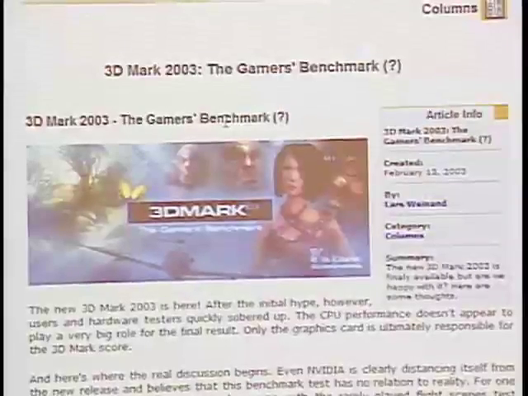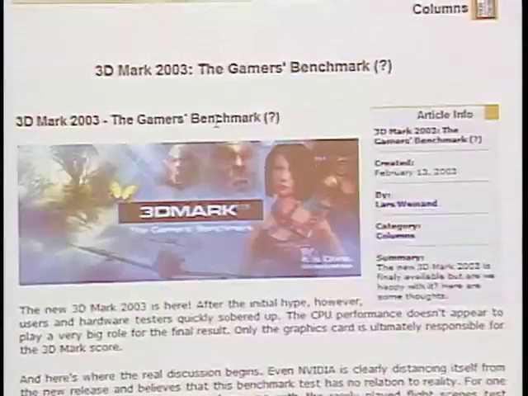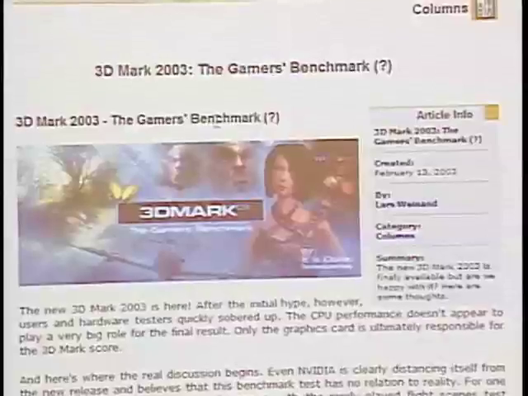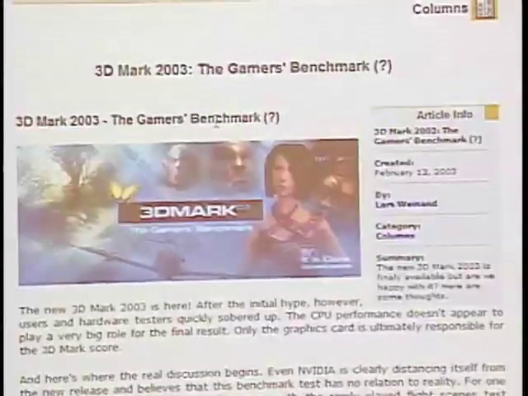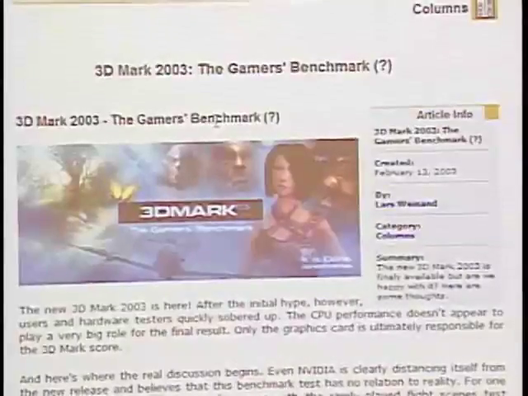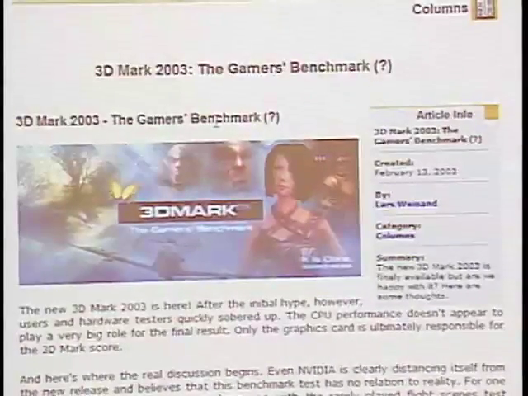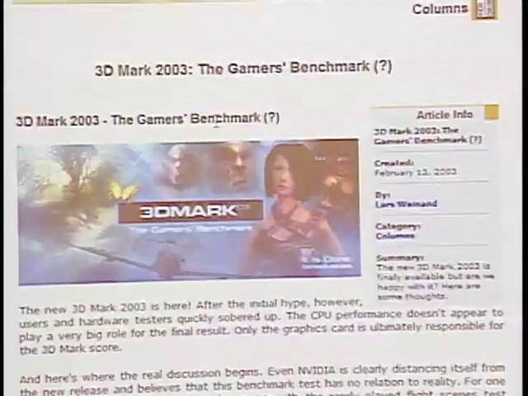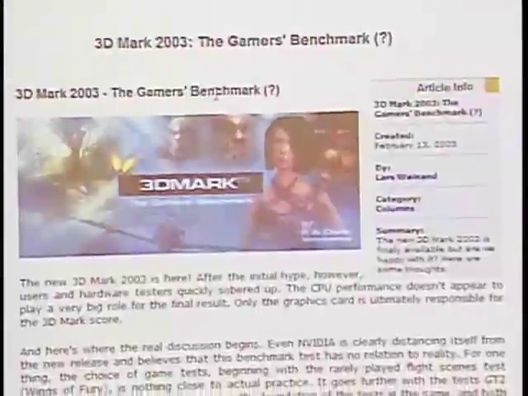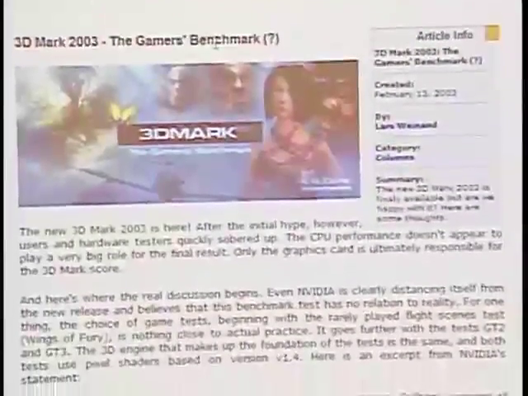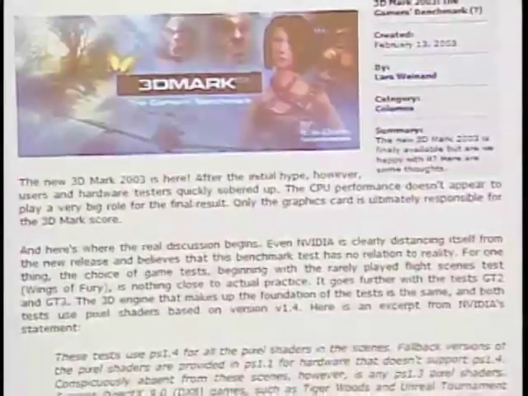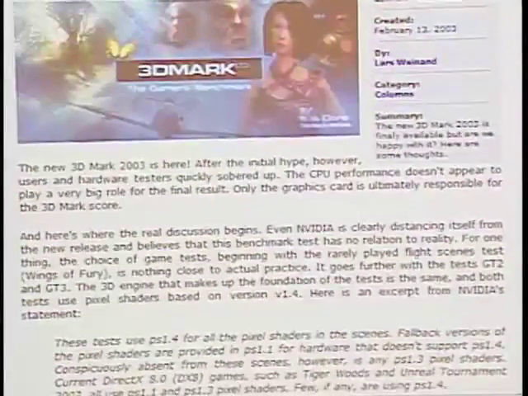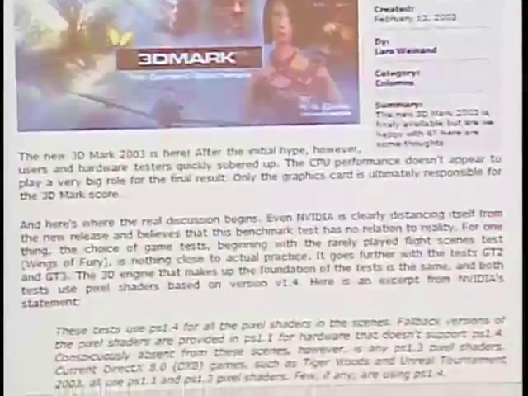So I had some quotes here. They said that the CPU performance doesn't play a big role. Only the graphics card is responsible for the 3D Mark score. That was a criticism. It seems to me that's kind of a good thing. The test used Pixel Shader 1.4 for all the pixel shaders. It turns out they don't use anything from Pixel Shader 1.3, which is what they really cared about. One of the quotes was that the tests have a Doom-like look, but use a bizarre rendering method that is far from Doom 3 or any other known game application. This method makes for an interesting demo, but is so inefficient that no game would ever employ it.